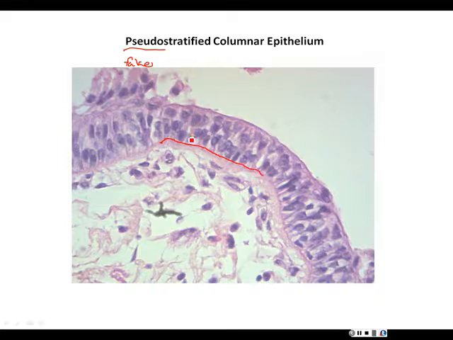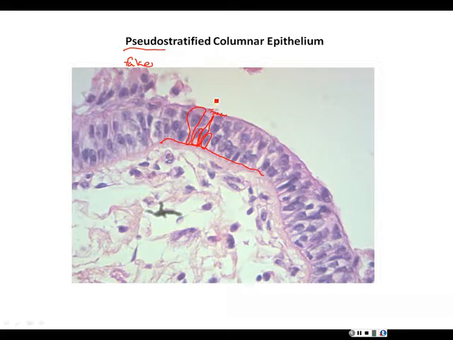And it's really hard to see, but if you could look at this three-dimensionally, you'd see that all of these cells do have some attachment to the basement membrane. It's just that their nuclei are at all different levels that makes it look like a stratified tissue. It's very difficult to tell the difference. You just have to know what tissue you're looking at and know that it's supposed to be pseudostratified. This tissue is primarily found in the respiratory tract, where it has cilia along the apical surface in order to move mucus along.